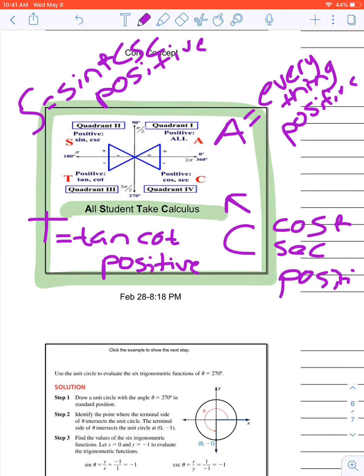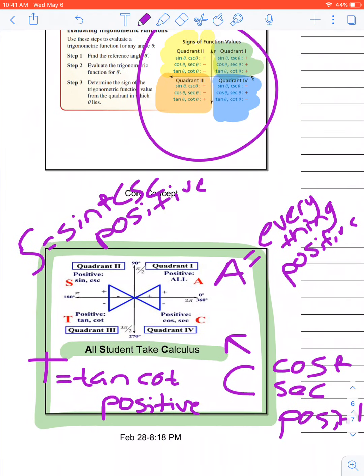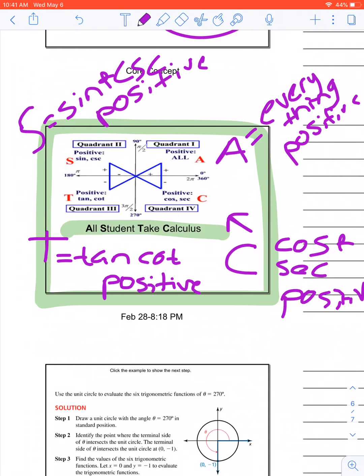So instead of remembering up top which quadrant is which, if you just remember the phrase all students take calculus: all, everything's positive; students, sine and cosecant; take, tangent and cotangent; calculus, cosine and secant are positive. If you just remember that, then you don't have to remember the plus or minus things. You just know what your final answer is going to be. I think this slide is probably one of the most important slides of this entire talk today.